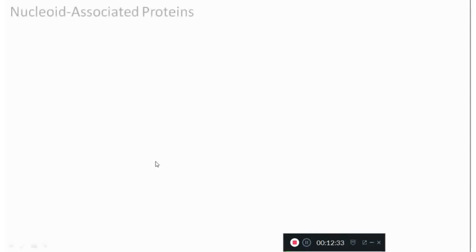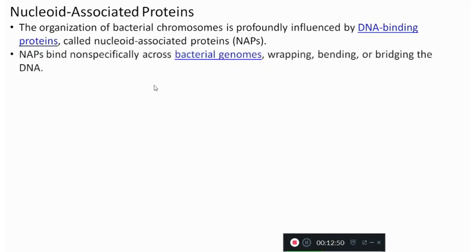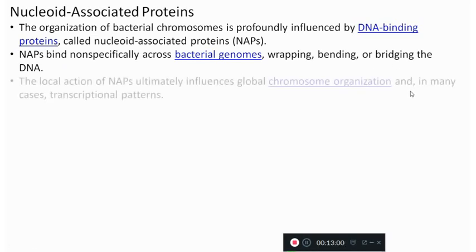So now we talk about different proteins associated with the chromosome. There are nucleoid-associated proteins. These nucleoid-associated proteins help in the organization of the bacterial chromosome, and they are DNA binding proteins, of course. Nucleoid-associated proteins bind non-specifically across the bacterial genome, and they help in wrapping, bending, and bridging of the DNA or of the chromosome.